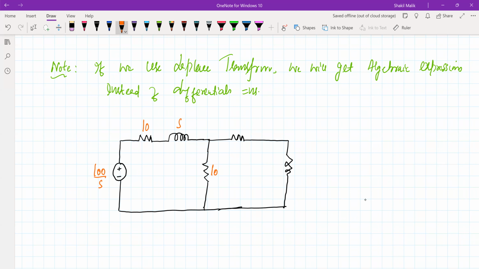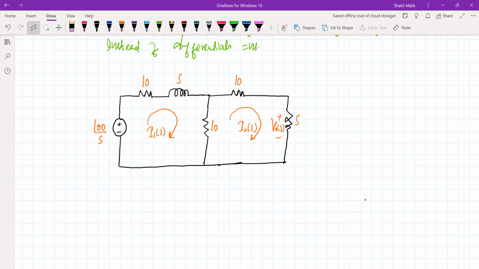Again, the resistor is as it is. For this resistor, it is 10, so it will remain as 10. And here L is equal to 1, so it will be again s. So these are the quantities. Now the mesh current here will be I1(s), and the other mesh current will be I2(s). And we have to also find V0(s), right?